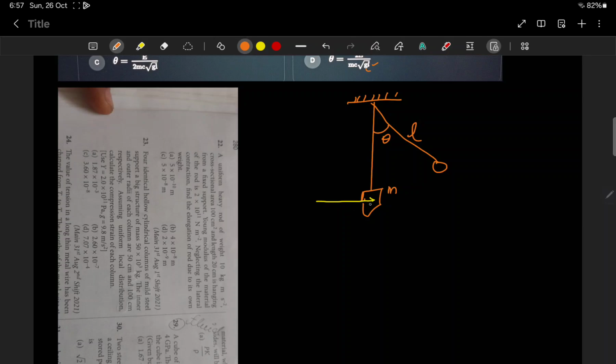So how we can solve this problem: if radiation hits a mirror, what happens? It will exert some force on this mirror, the force exerted due to radiation. So how can we solve that? First, according to energy conservation, the energy here will be equal to the energy here. So I am going to use energy conservation: initial energy equals final energy.